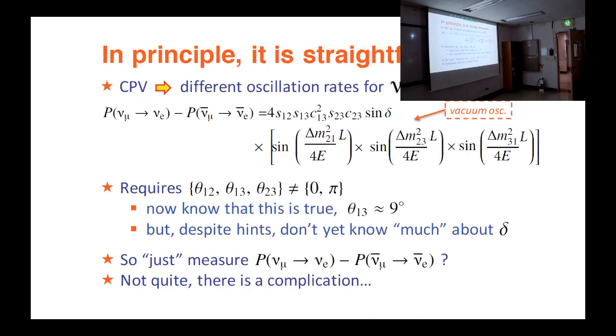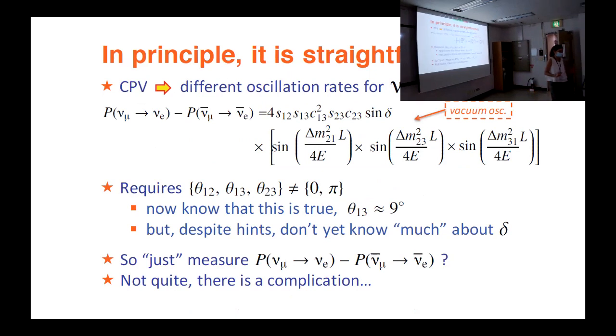In principle, to measure CP violation is straightforward and easy. You look at the appearance probability in the neutrino channel, you subtract the appearance probability in the antineutrino channel, and voila. Any difference is CP violation.